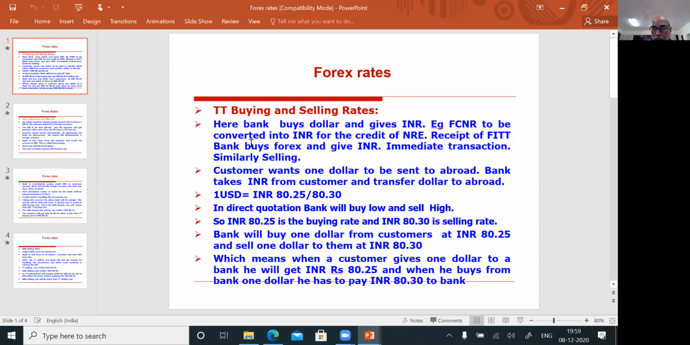See, for example, here the customer wants $1 to be sent abroad. The bank takes Indian rupees from the customer and transfers the dollar abroad.